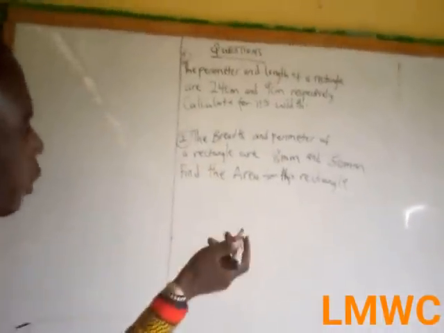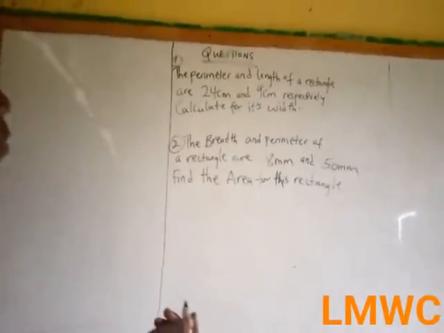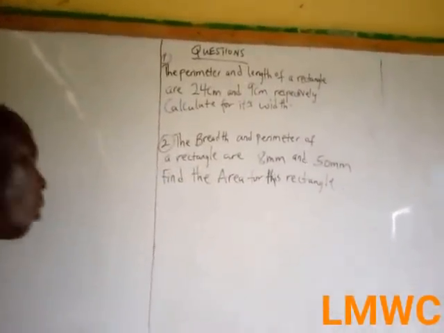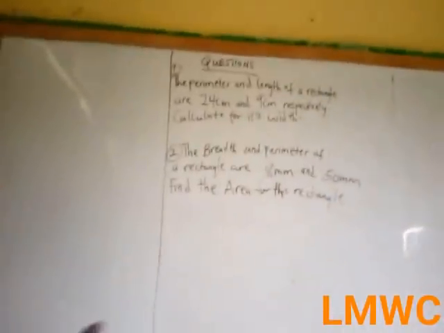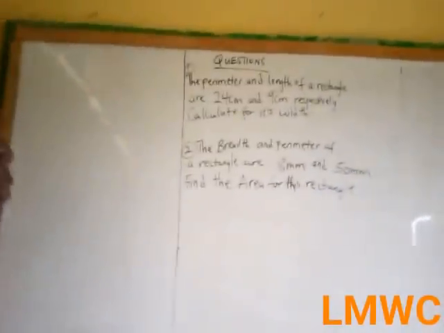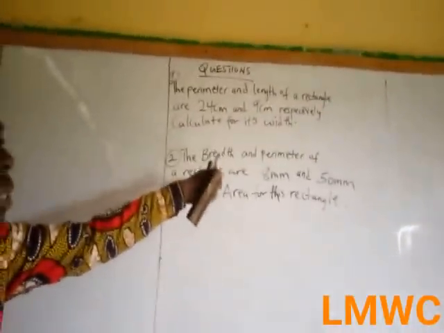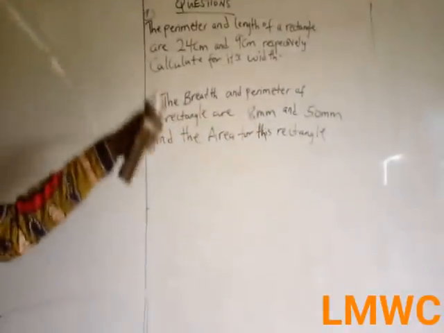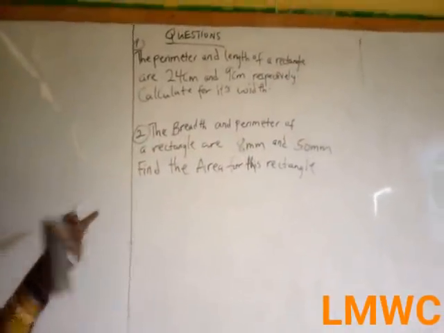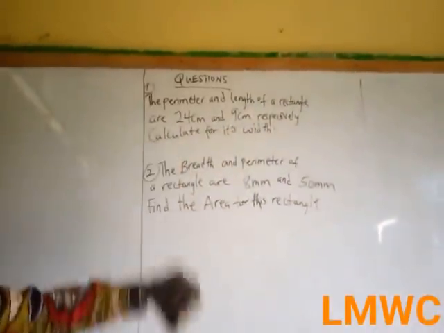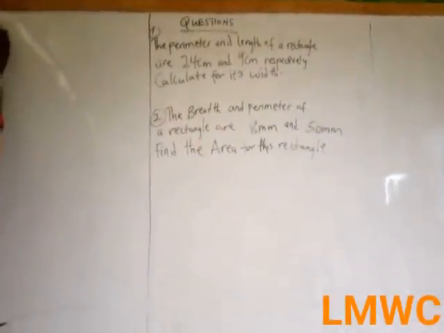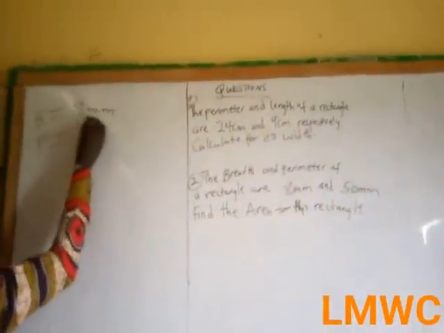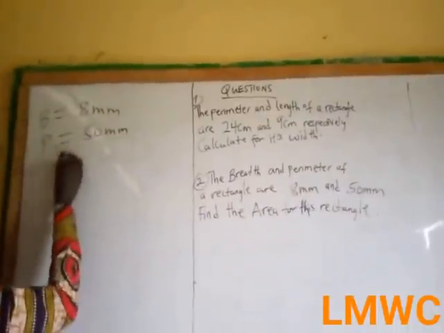2. The breadth and perimeter of a rectangle are 8 mm and 50 mm. Find the area for this rectangle. To find the area of a rectangle, we know the formula is length times breadth. But in this case, you have been given only breadth, but you are not given length. So to get length, you use the perimeter of a rectangle formula. After that, you substitute the length and breadth into the area formula. We know the breadth as 8 millimeters, perimeter as 50 millimeters, but we don't know the area.